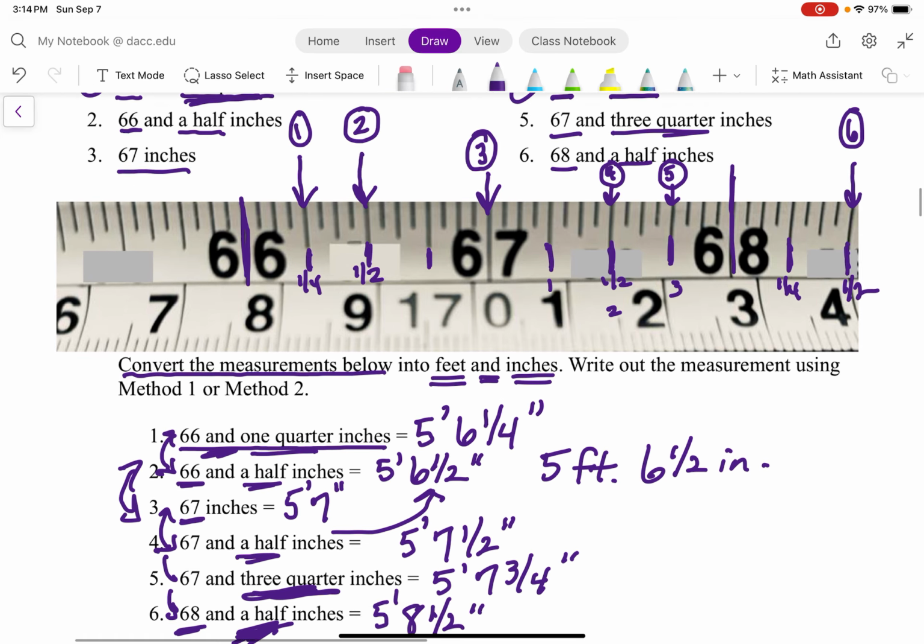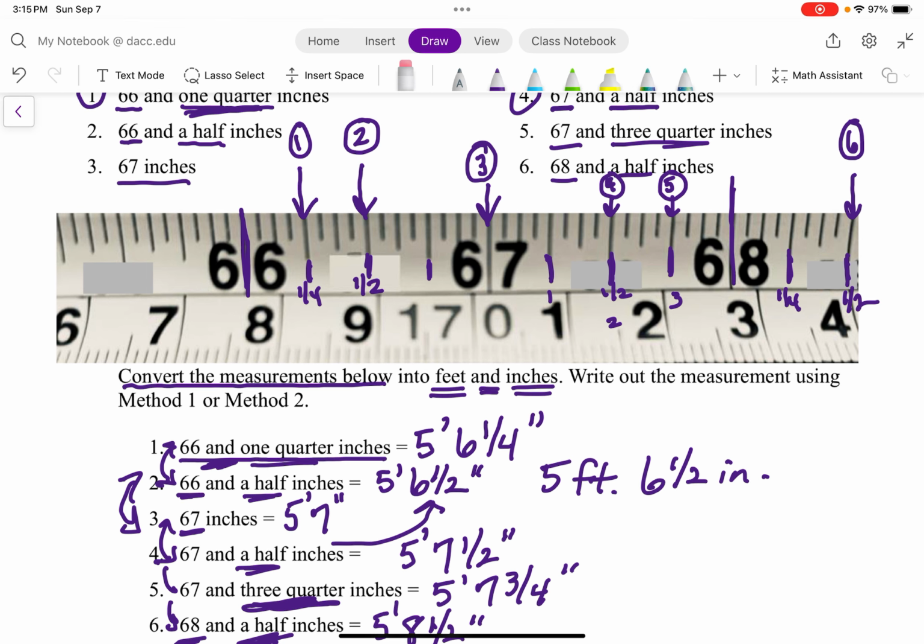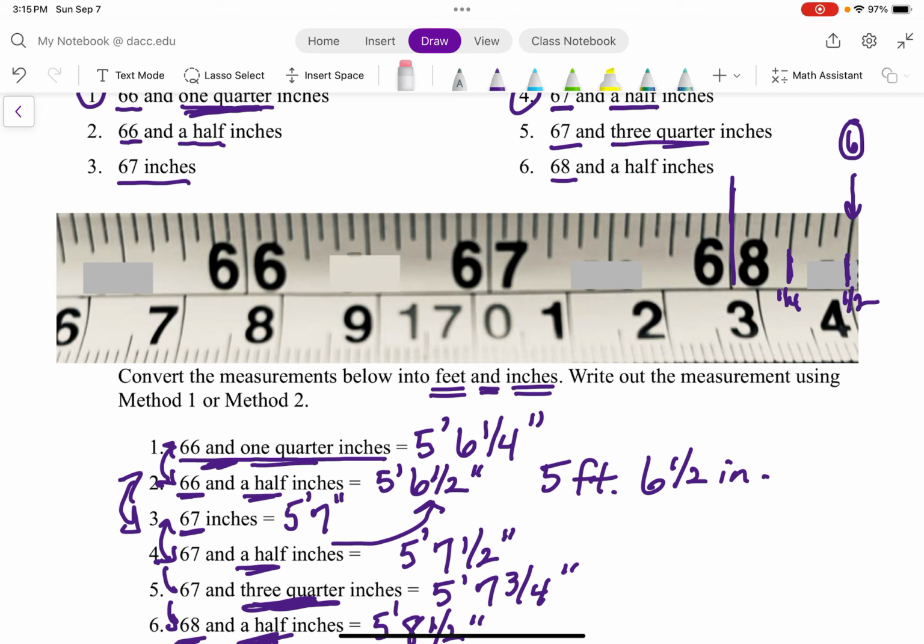Now, one thing that I'll come back and look at here is I'm going to just erase all of this on this ruler, because this could very well be weight. Okay, so imagine that this right here is 66 pounds. This, 67 pounds. This is 68 pounds. And if you had a marking pointed right here, how many pounds would that be?